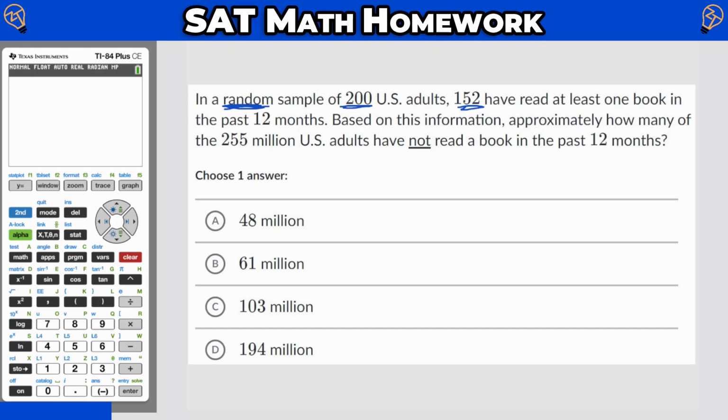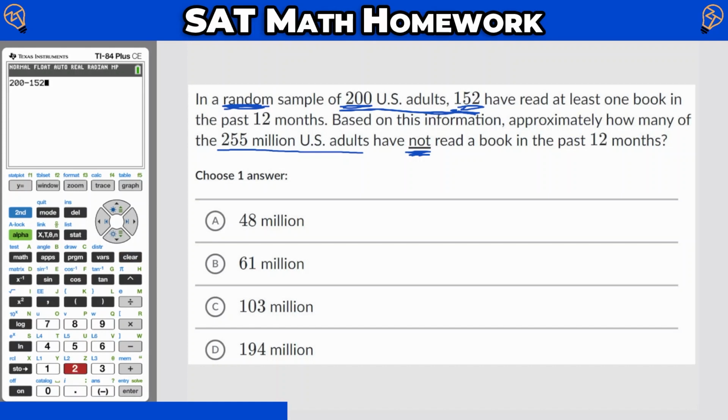If we're going to extrapolate that data to 255 million US adults and figure out how many have not read a book in the past 12 months, I would say two primary approaches. To me, the easier of the two would be making this specific ratio consistent with the goal that we have. In other words, if our goal is to figure out how many did not read a book, well, if 152 out of 200 did, then we're essentially looking for the complement, right?